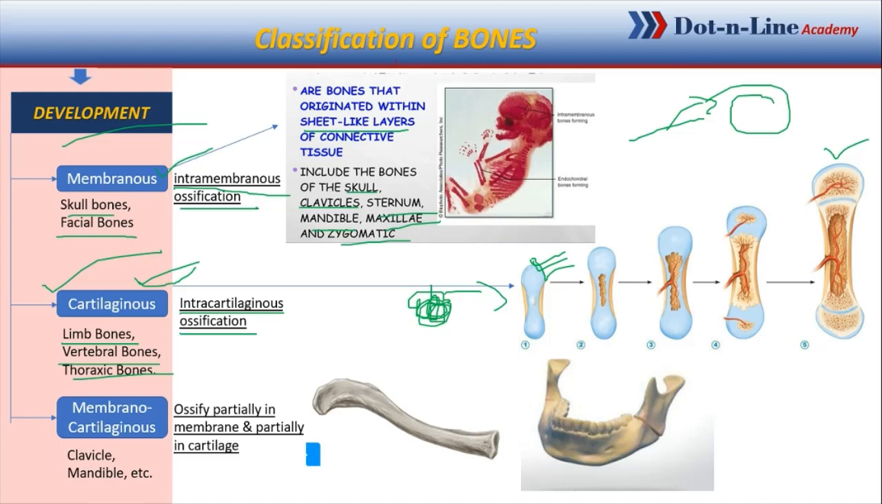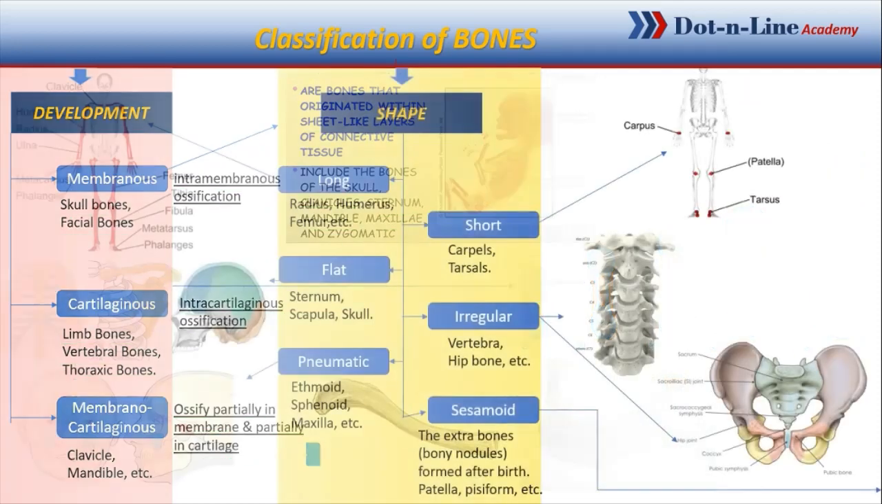Few bones are there that follow both the development procedures, the ones that ossify partially membranous and partially in cartilage, that are membranocartilaginous. These are clavicle and mandible. These two are the examples of membranocartilaginous bones.